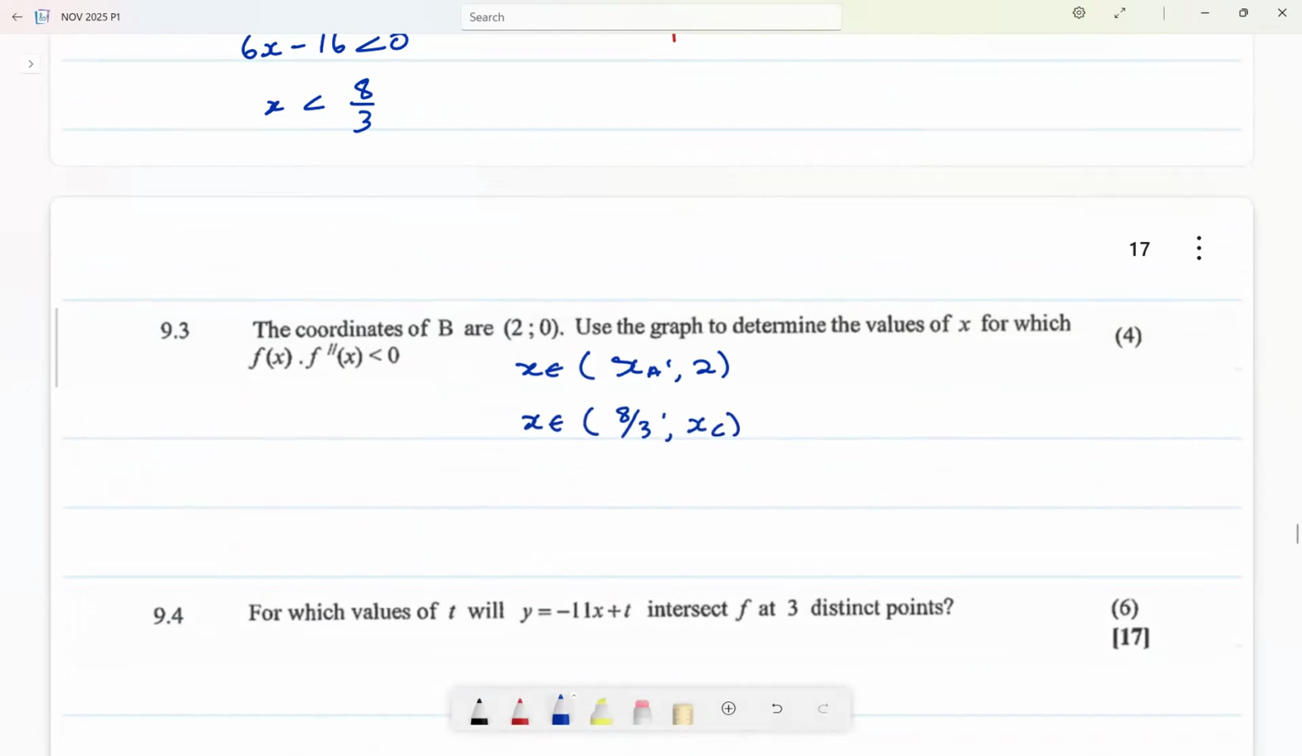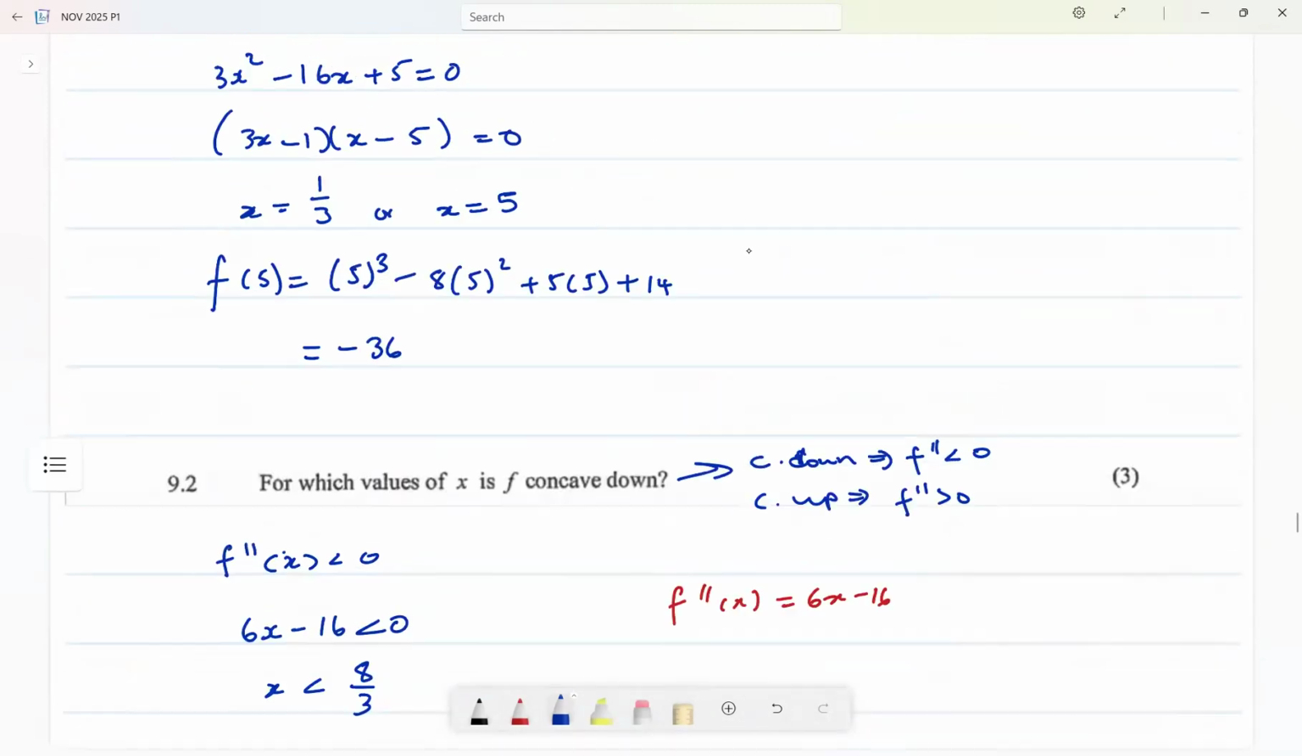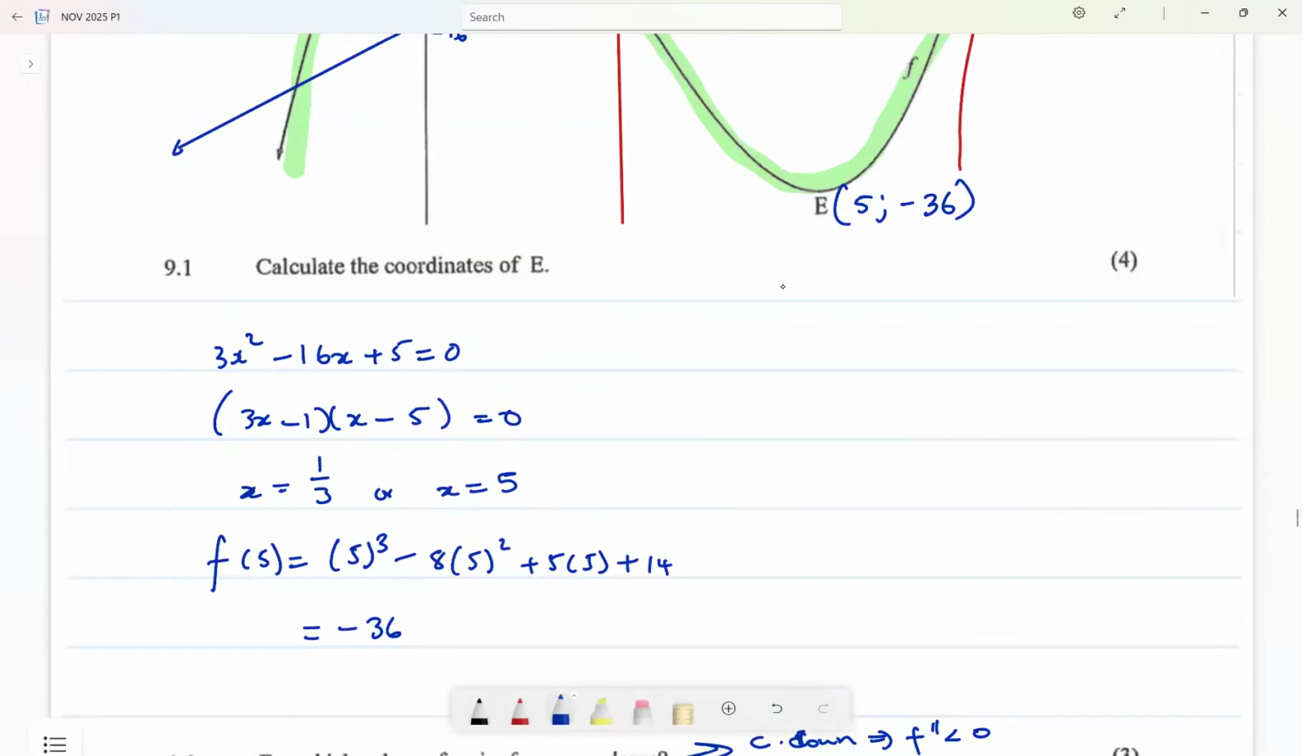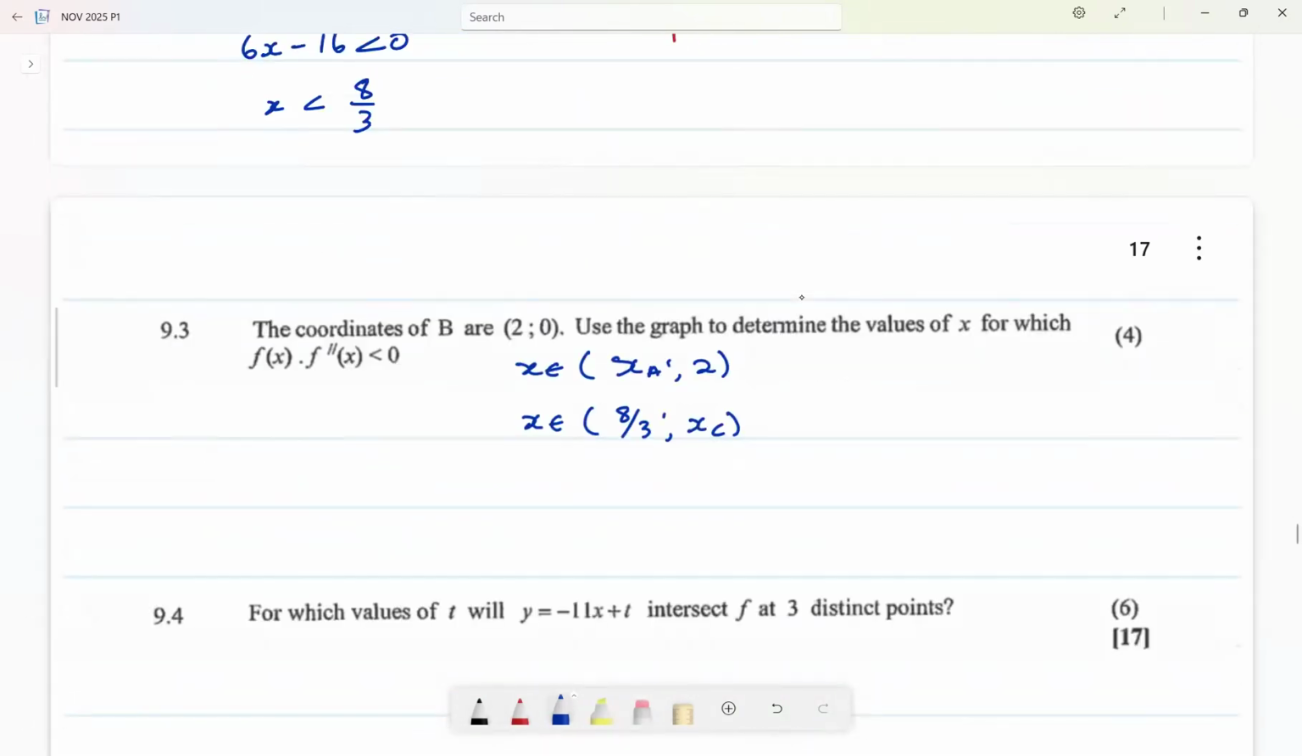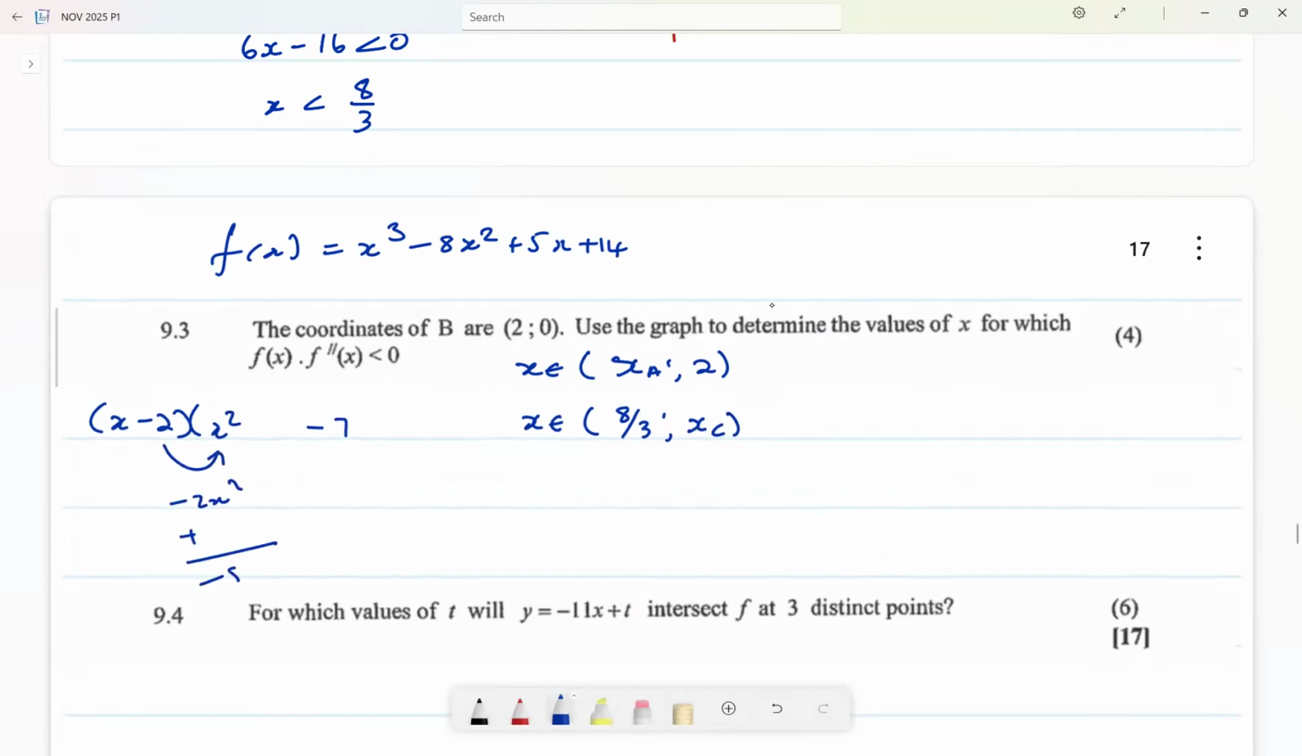Now let's find the x coordinates of A and C. These are the x-intercepts. For the x-intercept, I let y equal to 0. I already know the first factor is x minus 2. The second factor: f of x is equal to x cubed minus 8x squared plus 5x plus 14. Then I'm going to have x squared minus 7, and then negative 2x squared plus what should give me negative 8x squared. This should be minus 6x, and then should be equal to 0.